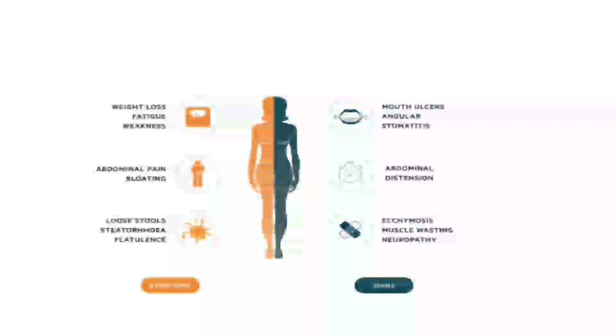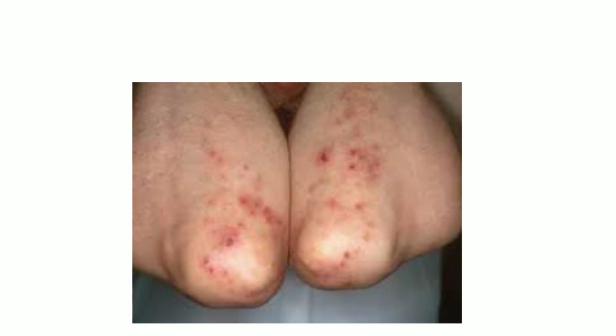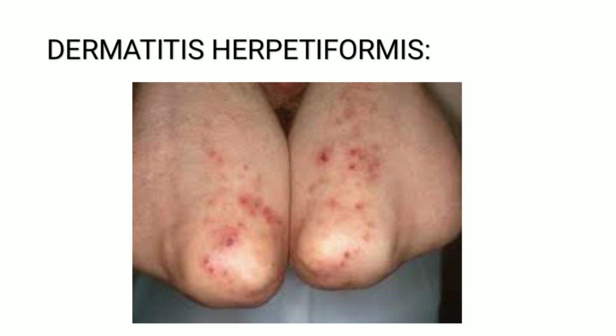So the symptoms: the patient will present to you with weight loss, fatigue, abdominal pain, bloating, loose stool, steatorrhea, that is the presence of fats in the stool, and the signs will be mouth ulcers and angular stomatitis, abdominal distension, muscle wasting and neuropathies. These are the clinical presentations of this disease. Another complication that a patient may develop is these herpes-like vesicles, which we call dermatitis herpetiformis. These are the skin lesions which occur in this disease.